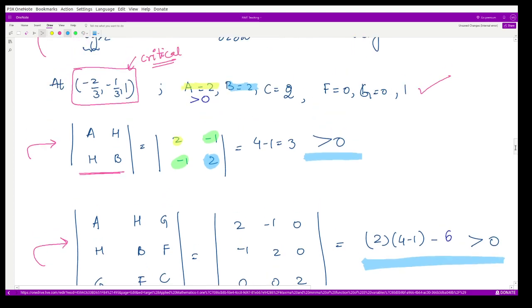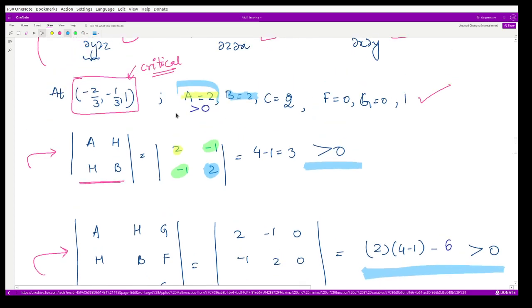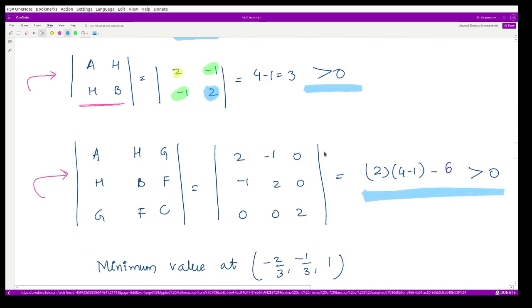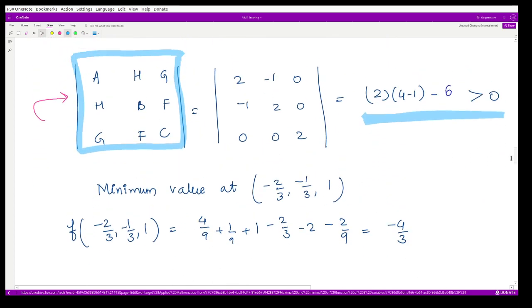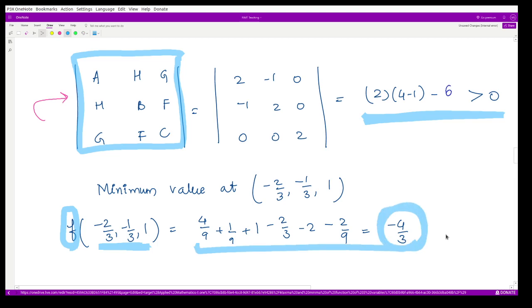Now because A is also positive, the second order determinant is also positive, and the third order determinant is also positive, therefore we will say we have a minimum value at this critical point. So what is this minimum value? This minimum value is obtained when you substitute this critical point into the given function. Once you do that, you have the minimum value as minus 4/3. So this is your answer.